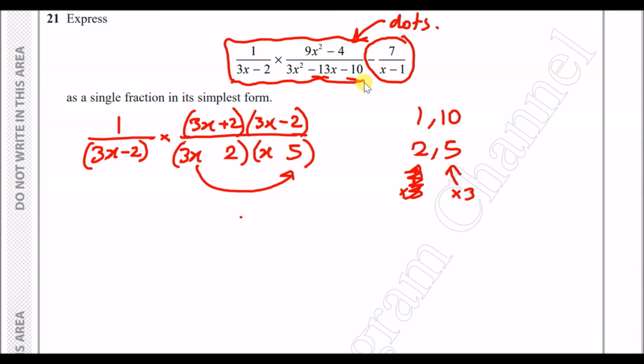Now to get minus 13, we need to do plus 2 minus 15. So it'd be plus 2 minus 5 times 3, which is 15. And that'll give us a negative 13. And yeah, guys, that's pretty much done.